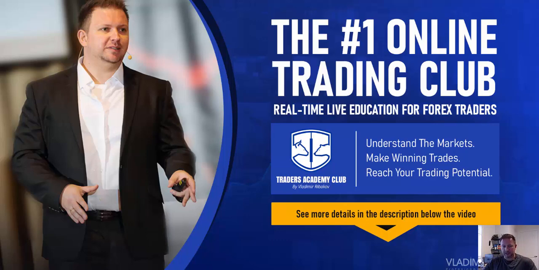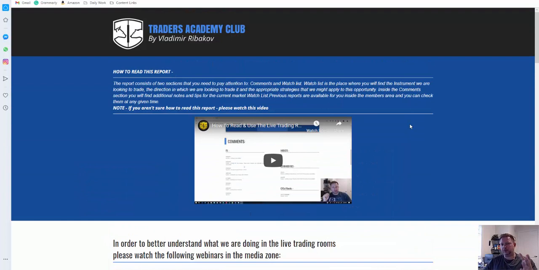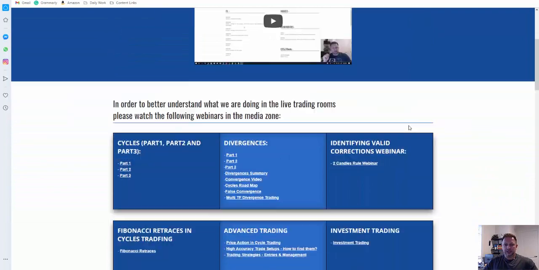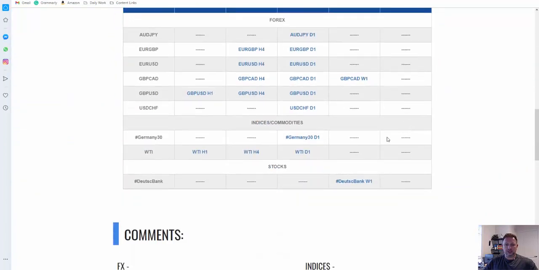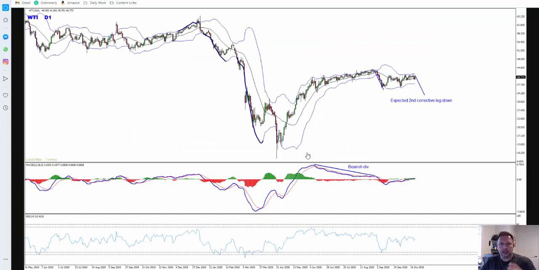To present and explain it, I want to take one trade that we have here, as you can see. This is an example from a Trading Report from Traders Academy Club, and let's scroll lower, and I want to explain the oil. Okay, so let's go over oil, and I'll show you how I approach it when I'm looking for the highest accuracy setup.